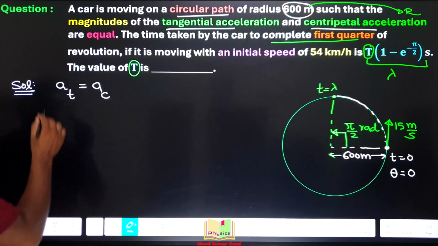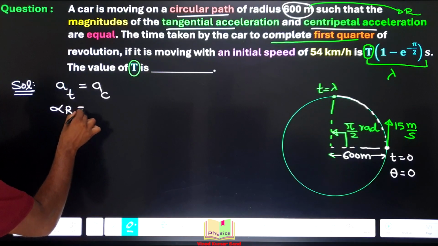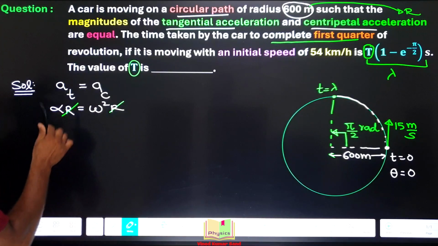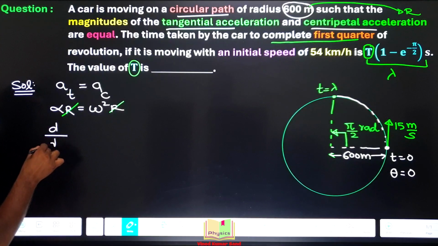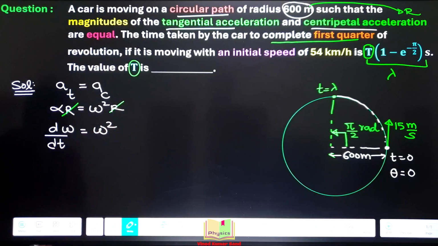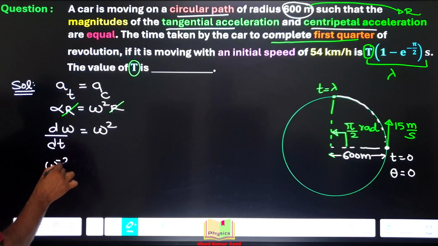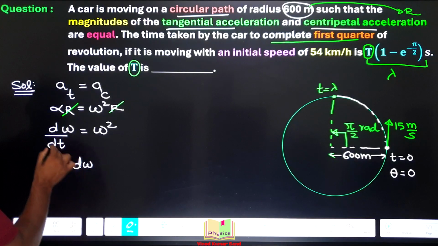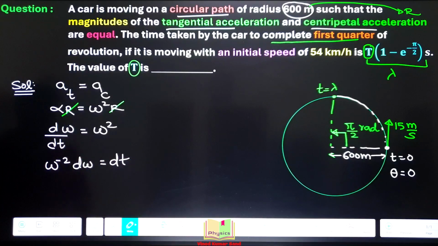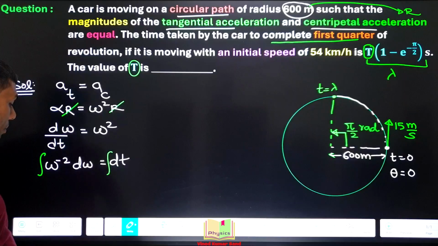The tangential acceleration you can write as alpha r. The centripetal acceleration you can write as omega square r. R and r get cancelled out. Alpha you can further write as d omega by dt, and here was the omega square. Bring this omega square into the left hand side, so omega to power minus 2 d omega. Bring that dt to the right hand side, so here is the dt. Now you have to integrate it in proper limits.